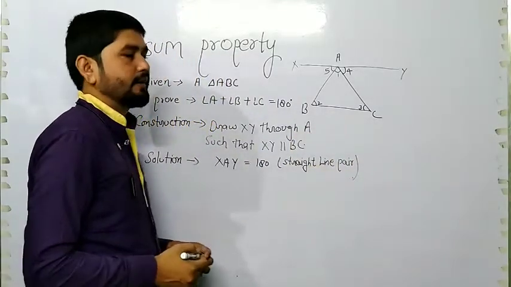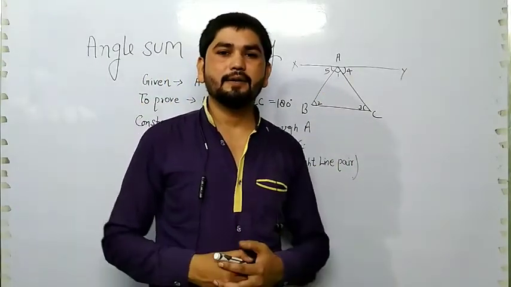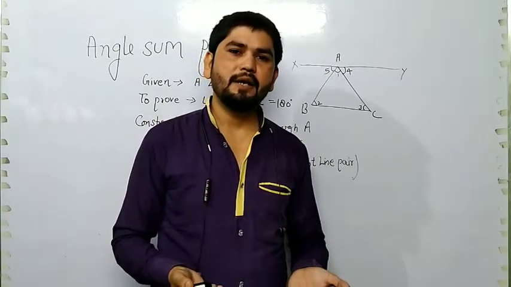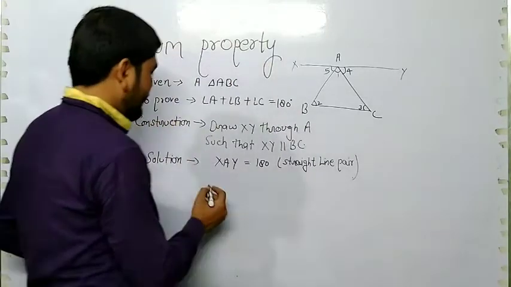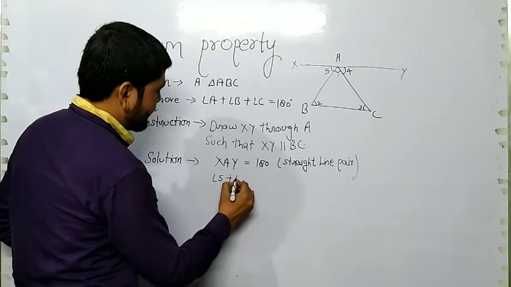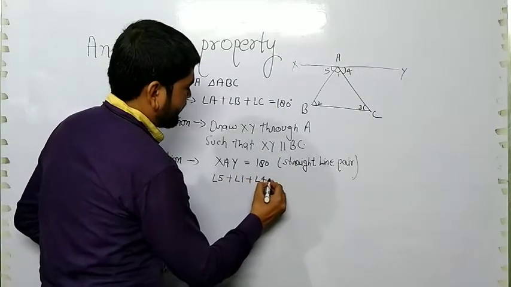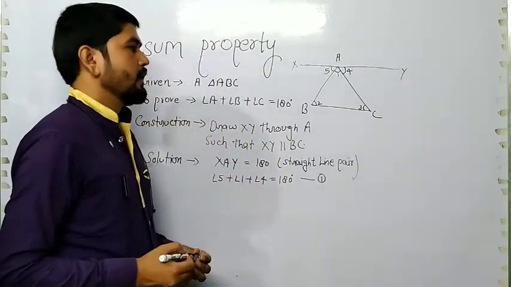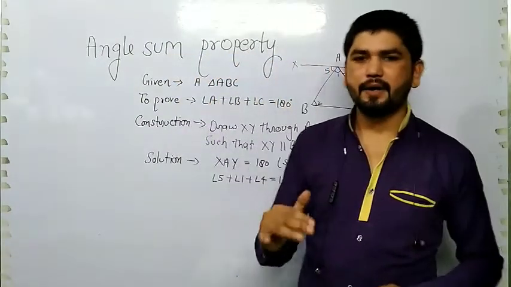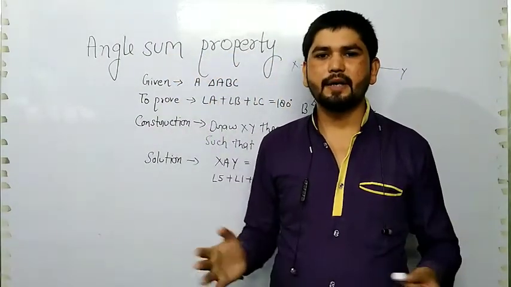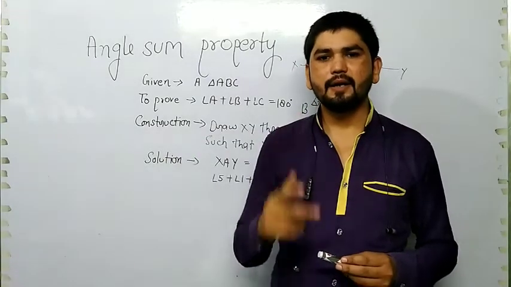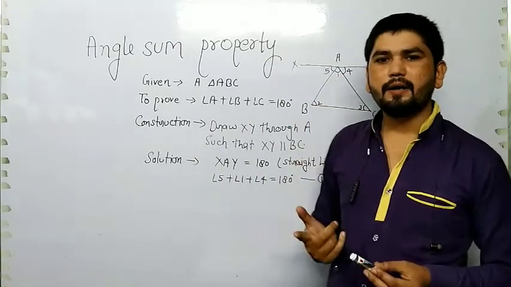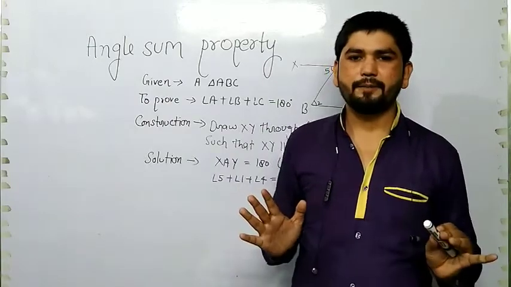Okay. And now see, at the point A, how many angles are there? 3 angles are there. So the sum of all 3 angles will also be 180 or not? Yes. So we can write angle 5 plus angle 1 plus angle 4 is equal to 180. Any problem? Equation number 1. What we have done? We have written here XAY is a straight line, so the value of a straight line is 180. And at the point A, 3 angles are formed, that is angle 5 plus angle 1 plus angle 4, is equal to 180.